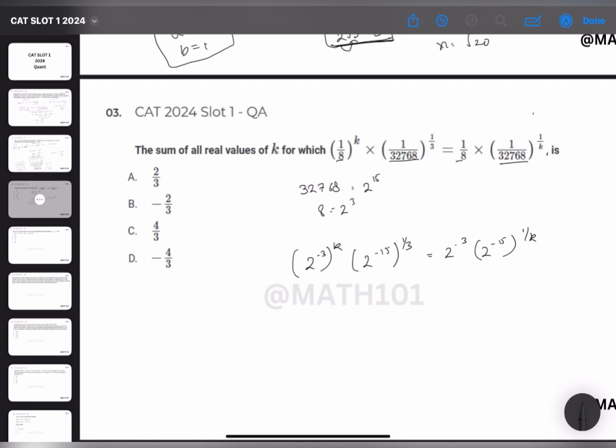So recall that x to the power of a to the power of b is equal to x to the power of ab. We'll use this. So this will become 2 to the power of minus 3k. This will become 2 to the power of minus 15 divided by 3. So 2 to the power of minus 3 into 2 to the power of minus 15 by k.